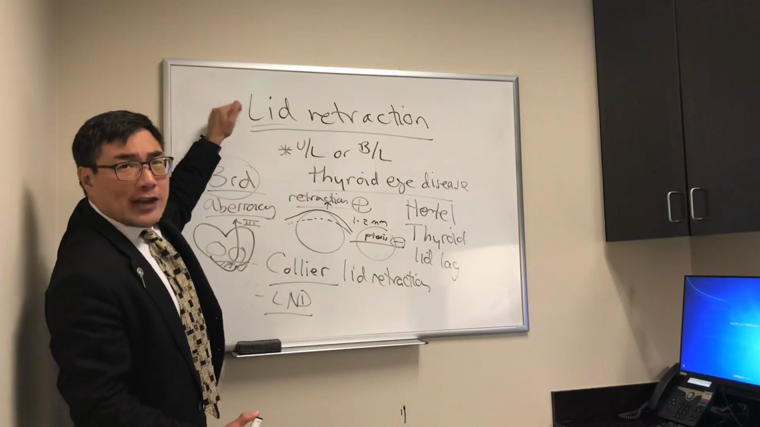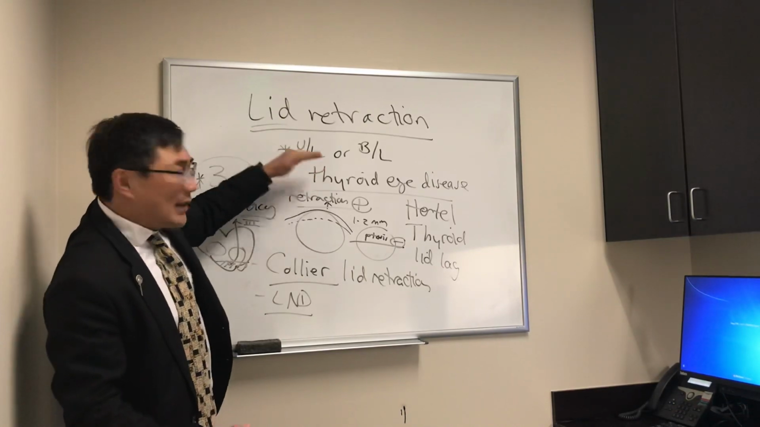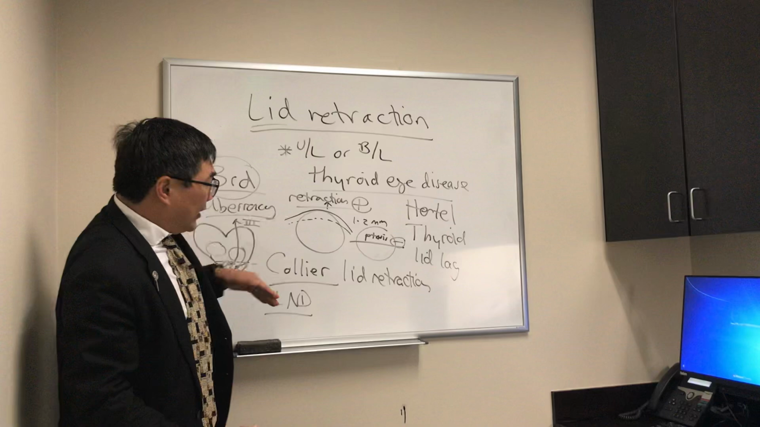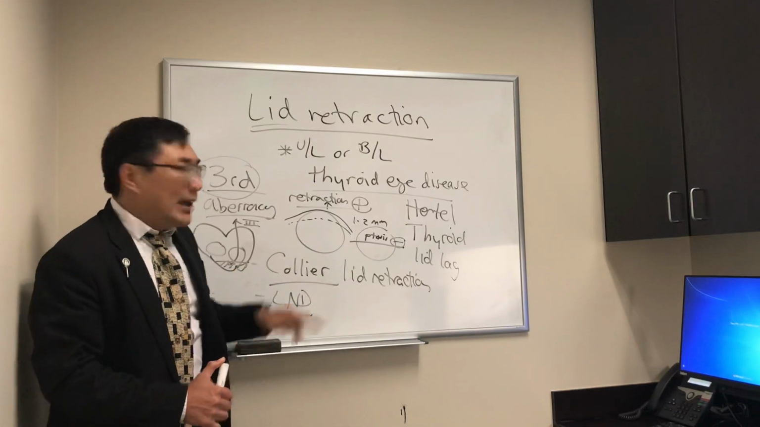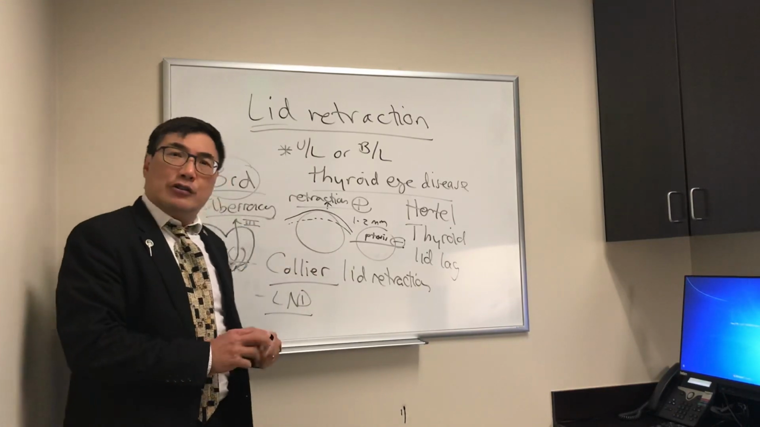So in neuro-ophthalmology, you should know about lid retraction. Think thyroid, thyroid, thyroid. If it's not thyroid, make sure it's not aberrant third nerve or the Collier's lid retraction sign. And think about plus-minus in patients who have both ptosis and lid retraction.